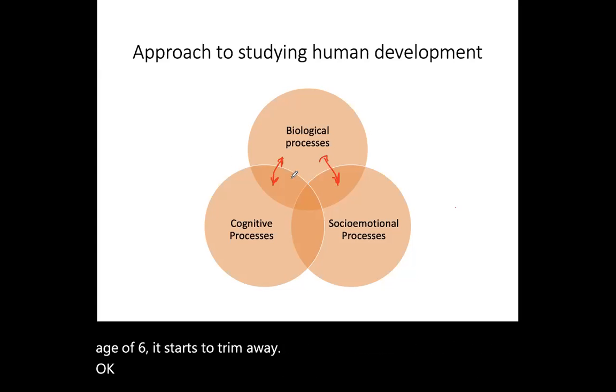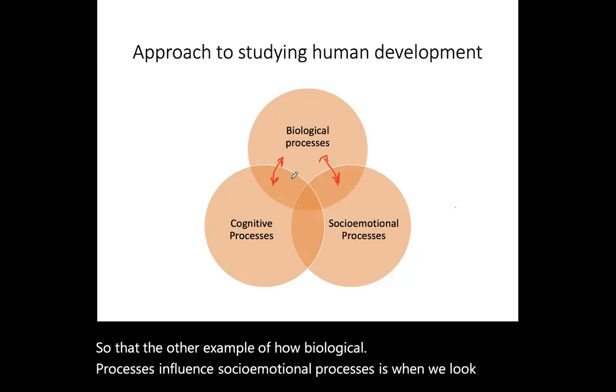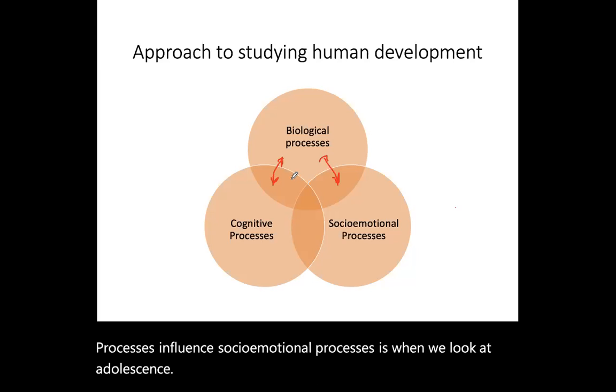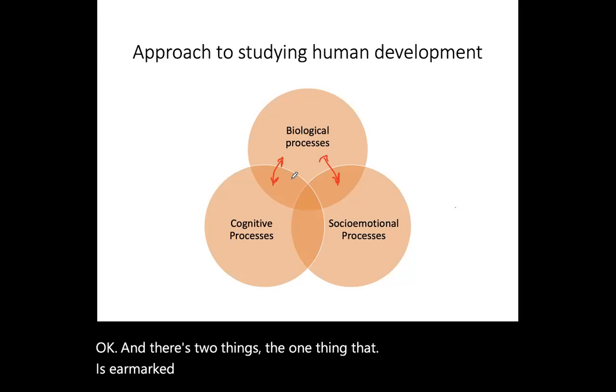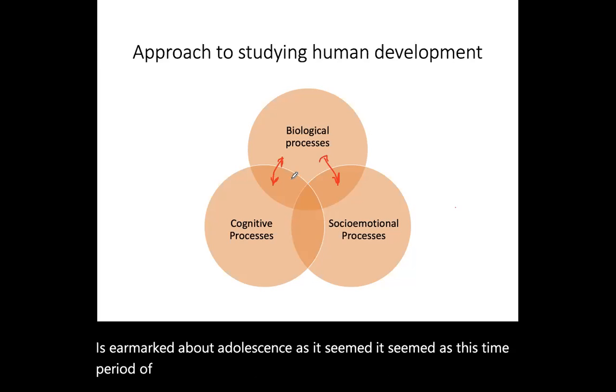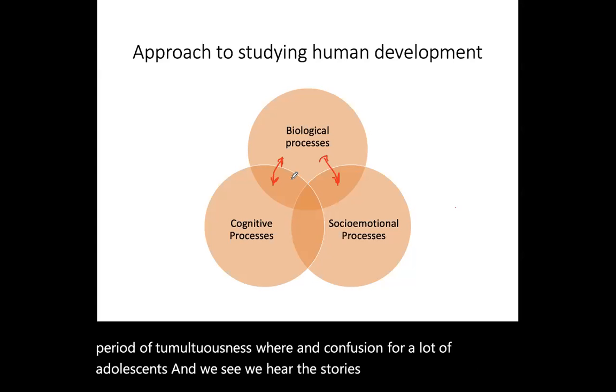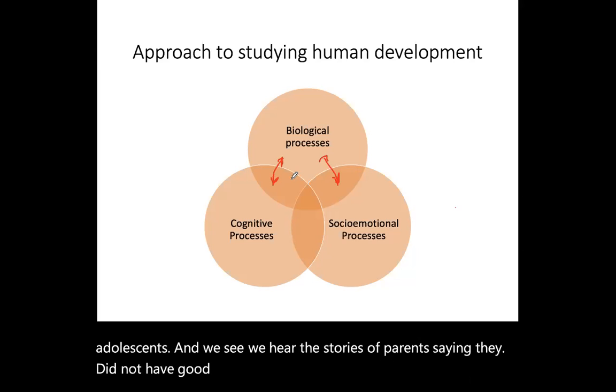Okay, so the other example of how biological processes influence socio-emotional processes is when we look at adolescence. Okay. And there's two things. Well, the one thing that is earmarked about adolescence is it's seen as this time period of tumultuousness and confusion for a lot of adolescents, and we hear the stories of parents saying they did not have a good experience raising adolescents.